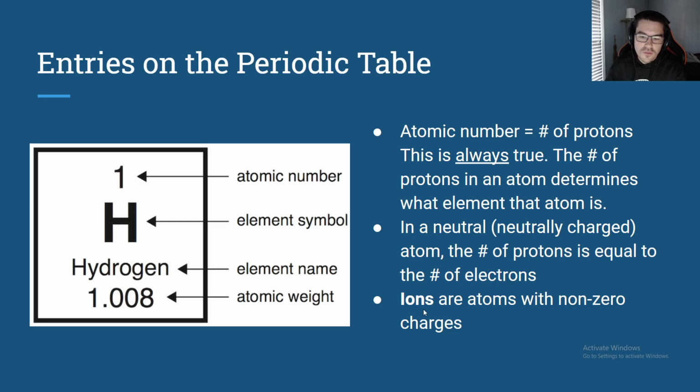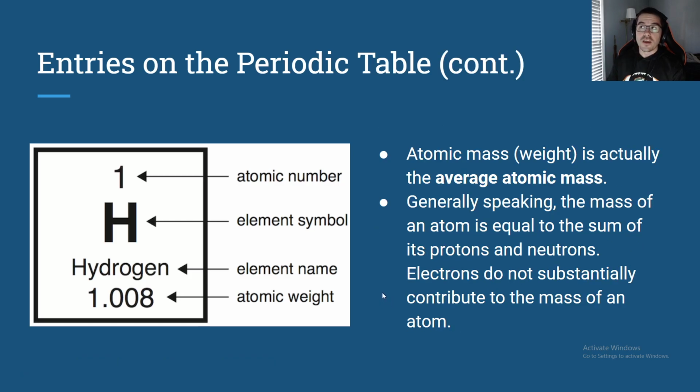Now there do exist things called ions, which are just atoms, but these atoms have non-zero charges. What that means is that the protons and electrons are not equal to each other. We're not going to worry about ions today, but we're going to see them in the relatively near future, okay?